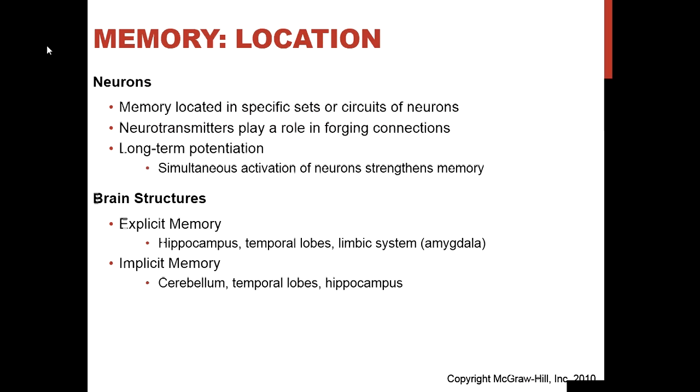The brain structures that are important for explicit memory are the hippocampus. Remember, the hippocampus was very important for memory by itself, right? We had the hippo and the elephant. Elephants have really good memory, okay? Temporal lobe, which you remember, the temporal lobe is important for that auditory information, but also important for remembering things. And then, of course, the limbic system.